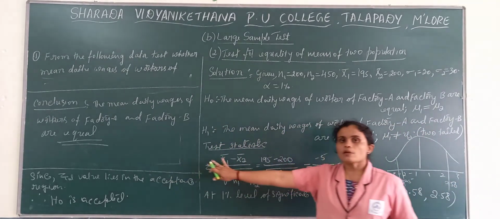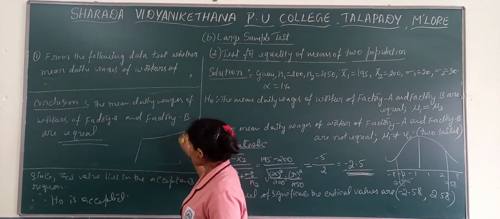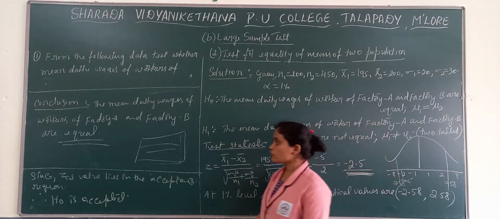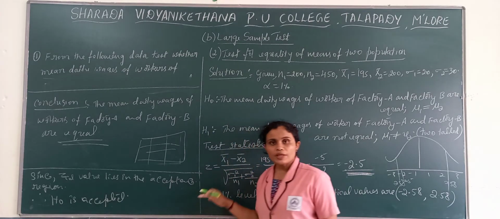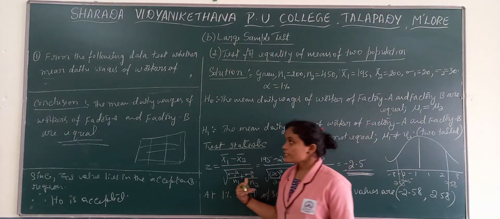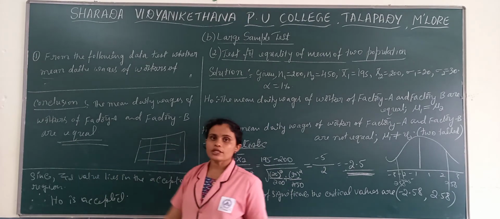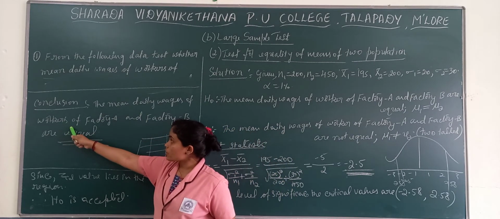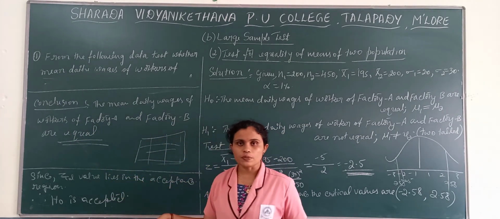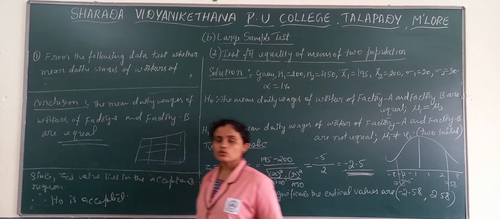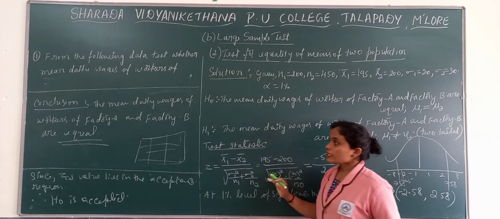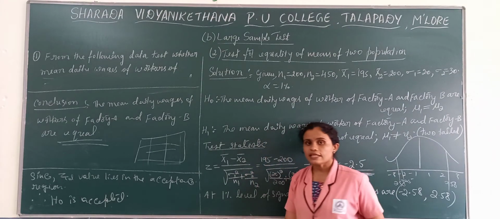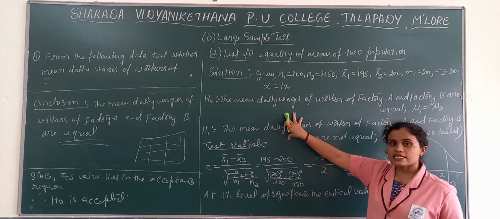This particular problem was given in the form of a table. But it is not necessary that in the second application you get your problem in the form of a table. You may get word problems also. In that case, you may get a one-tail test, that is right tail or left tail. If the question says the mean daily wages of workers of factory A is lesser than factory B, then we need to take the test as left tail. If the mean daily wages of workers of factory A is greater than factory B, then you need to take the test as right tail.